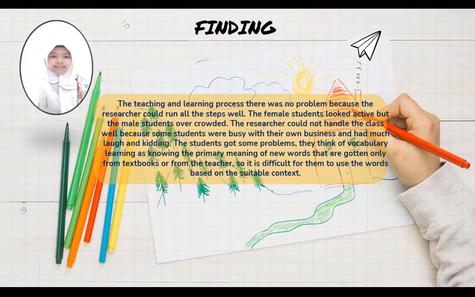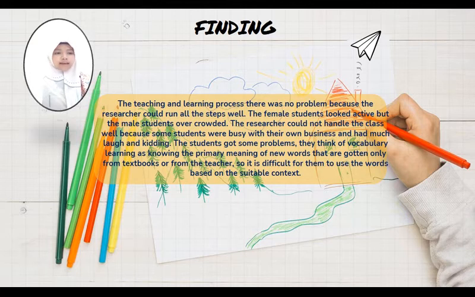Let's move to the finding of this research. In the teaching and learning process, there was no problem because the researcher could run all the steps well. The female students looked active, but the male students were overcrowded. The researcher could not handle the class well because some students were busy with their own business and had much laugh and kidding. The students got some problems. They think of vocabulary learning as knowing the primary meaning of new words. They only get them from the textbook or from the teacher. So it is difficult for them to use the words based on the suitable context.